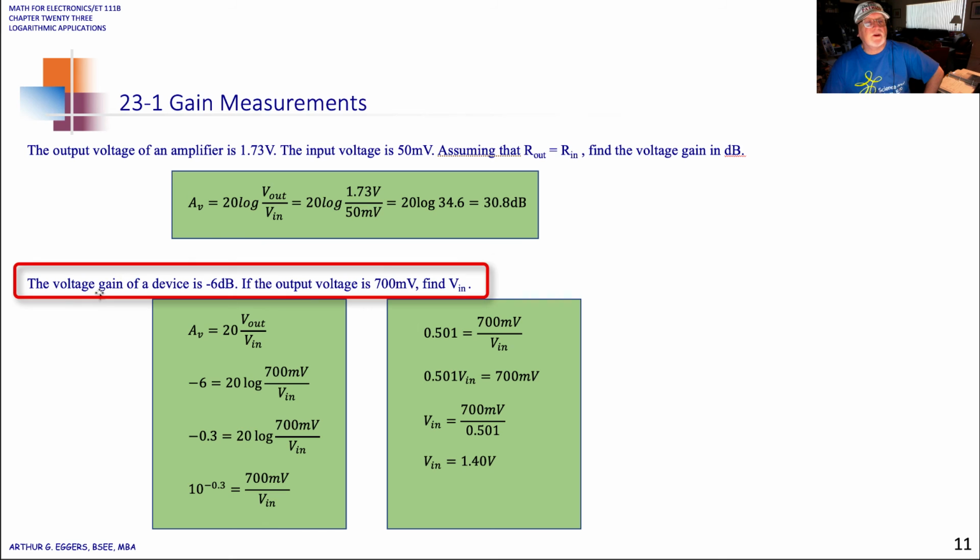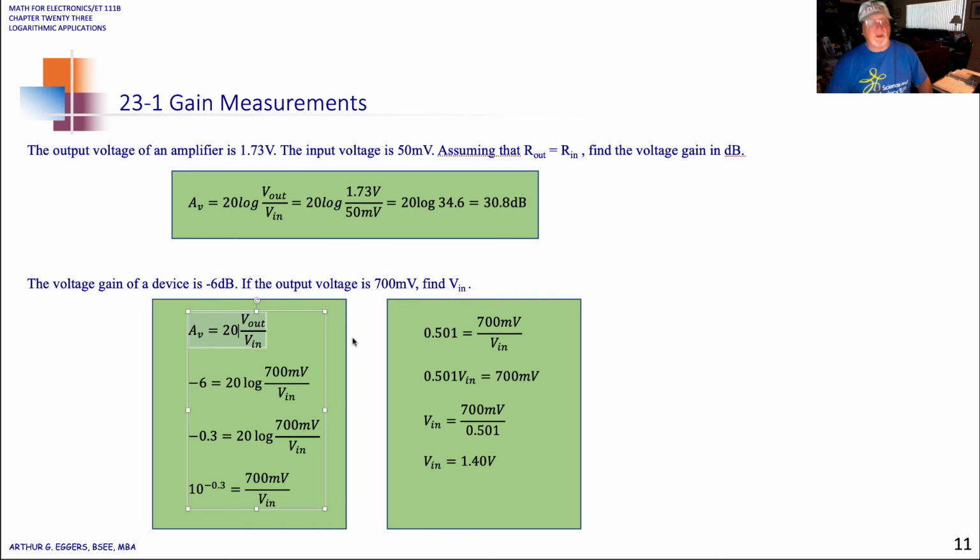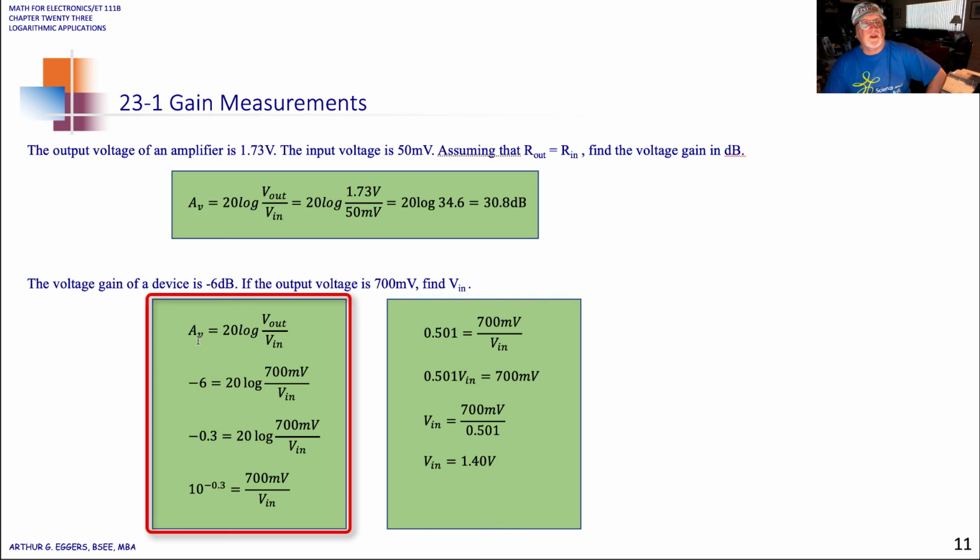Okay, and another example here: what if I have a gain from a device of minus 6 decibels, the output voltage being 700 millivolts, find Vin. So I start at my same values here. The attenuation, or the gain, is equal to 20 times the log of V out over Vin. I'm going to substitute minus 6 decibels for the gain: 20 times the log of 700 over the unknown Vin that we're trying to solve for.